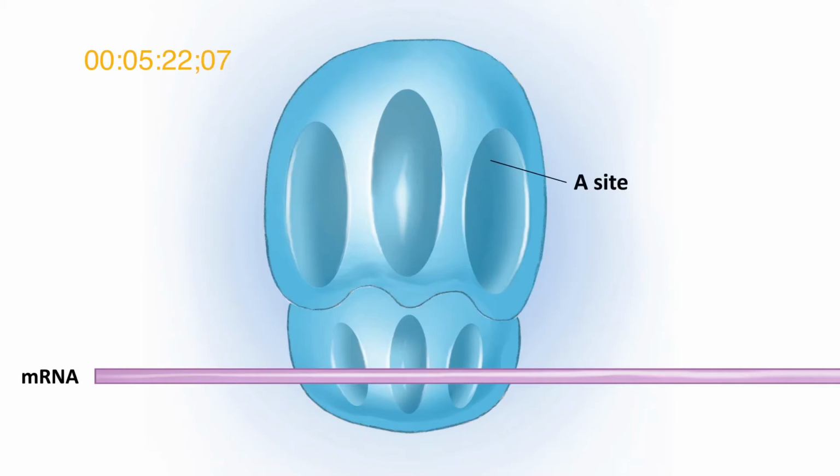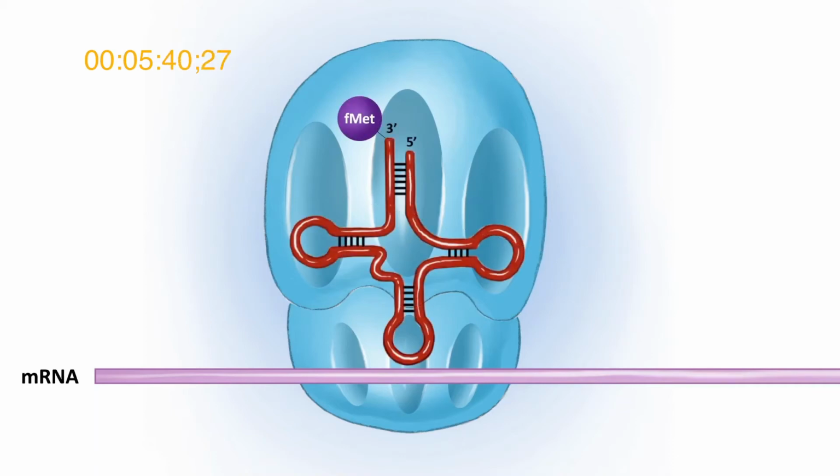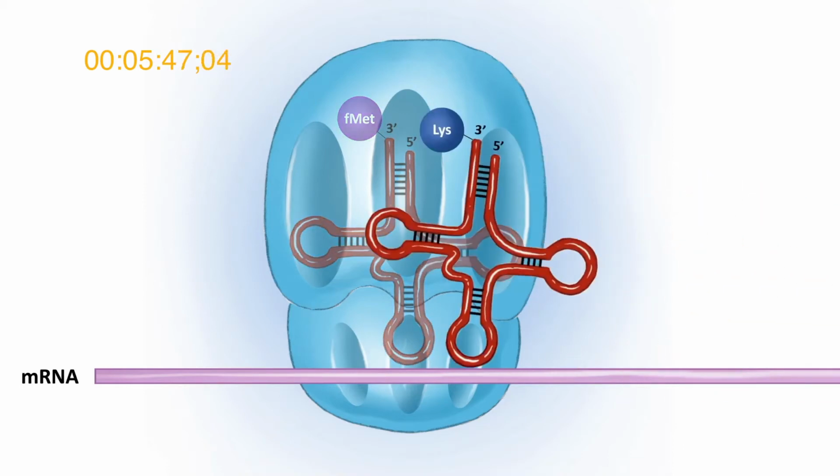The A site is where the incoming aminoacyl tRNA binds, A for aminoacyl. The P site is where the polypeptide tRNA binds. This is where the growing polypeptide chain is found, so P for polypeptide. And the E site is where the free tRNA is located, right before it exits the ribosome, so E for exit. Now, the first tRNA, that F-methionine tRNA, binds at the P site rather than the A site, but all the subsequent aminoacyl tRNAs bind at the A site.